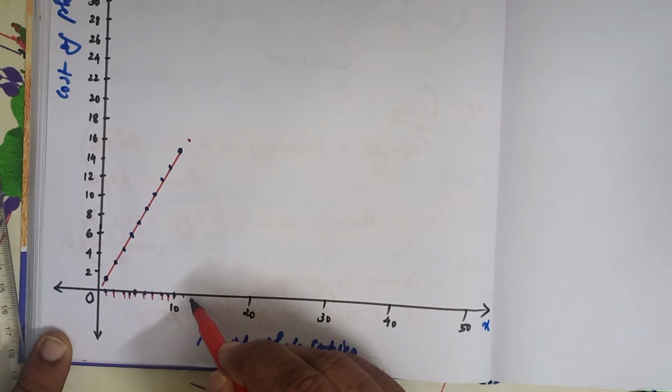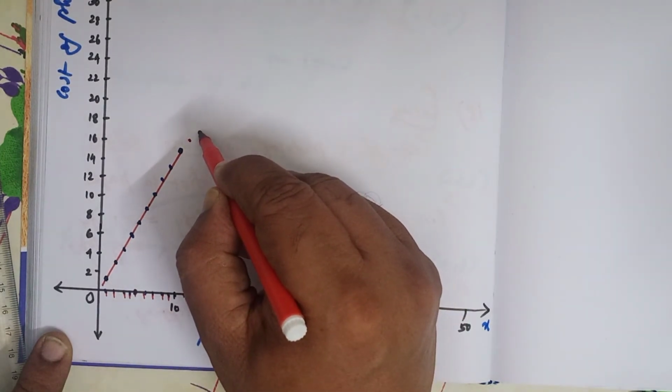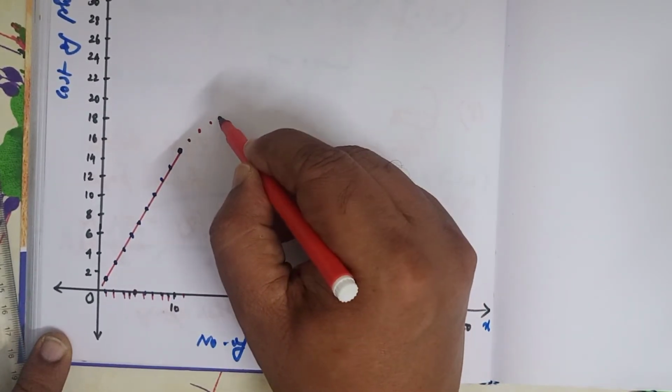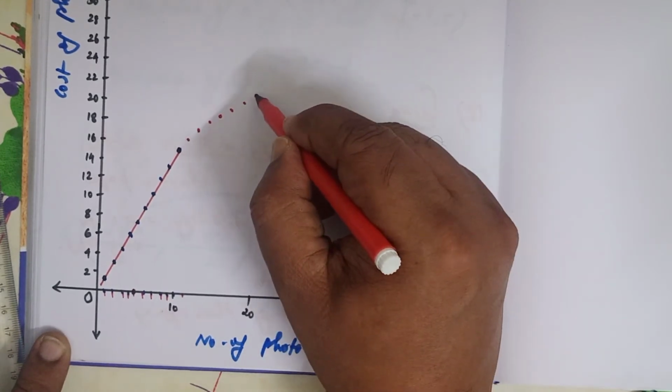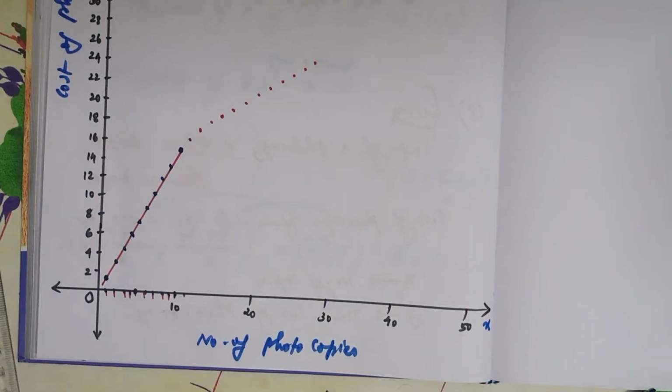Then 12th copy, another 1 rupee. Next 1 rupee. For the next page 1 rupee. Next page 1 rupee. Next page 1 rupee. It will be going like this. It also forms a straight line.